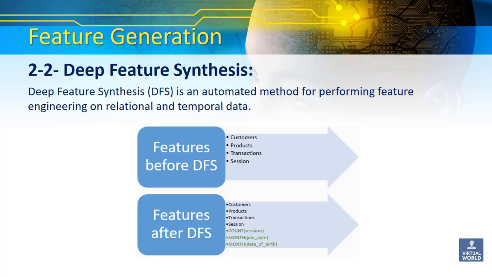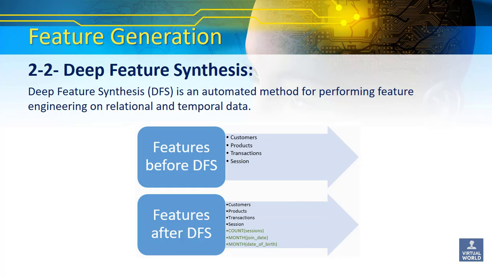The second type of feature generation is automatic feature engineering. We will talk about DFS, or Deep Feature Synthesis. DFS is an automated method for performing feature engineering on relational and temporal data. Let's say that we have a dataset for customer transactions. Unfortunately, this dataset has only 4 features: customers, products, transactions, and session.